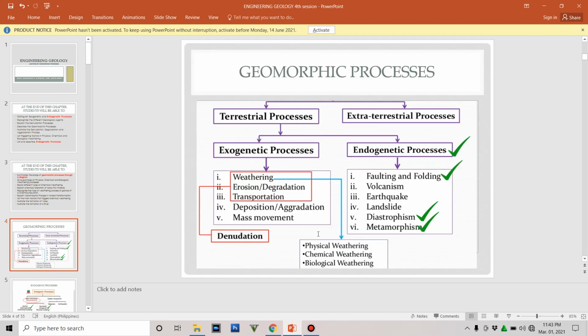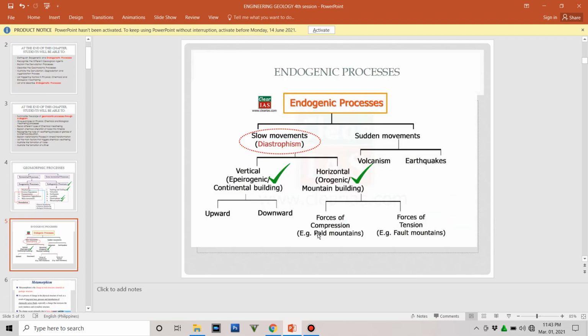And actually, this is the diagram wherein we have an initial discussion on endogenetic processes. So we have the faulting and folding, and then the diastrophism, metamorphism. So folding and faulting are just the process of endogenetic under diastrophism, in which the movement could be vertical or horizontal.